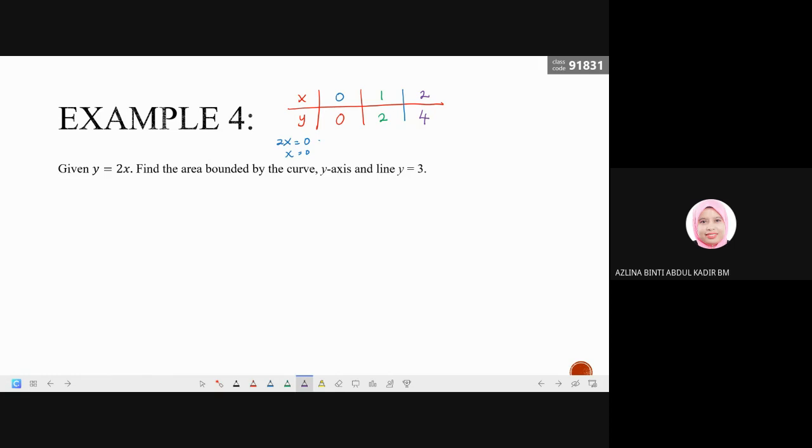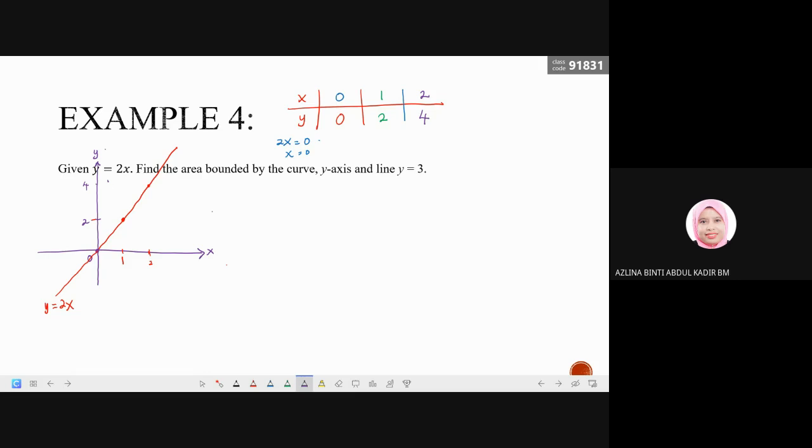Okay, so kita sketch. Origin. 1, 2. 1, 2. Then x equals to 2, 4. Label y is equals to 2x. Okay. Sini 1, 2, 4. Okay. Y is equals to 2x.